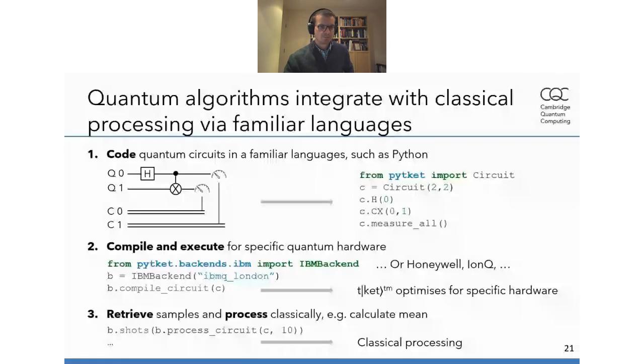Now in the next step, you have the circuit. Now you want to run it on a given hardware. So for example, in this code snippet here, I would want to run it on an IBM quantum computer, but with Tket, we can also easily change this to Honeywell, or change this line to IonQ, etc. So you can really easily retarget your circuit onto a different backend. What you need to do is basically compile your circuit that you specified here for this particular platform.